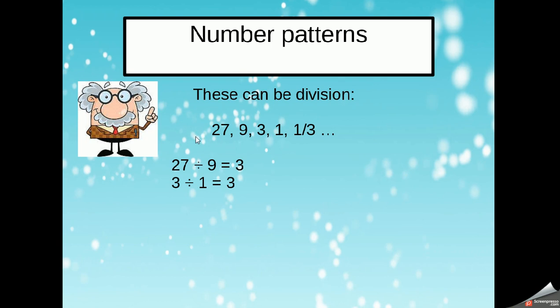So we can look at the difference and see whether it's going up or down at a fixed amount to see whether it's addition or subtraction. And we can divide by the smaller number of the pair to see if there's a fixed amount we're multiplying or dividing by. And obviously if it's multiplying, the number would be getting bigger. If it's dividing, the number would be getting smaller.